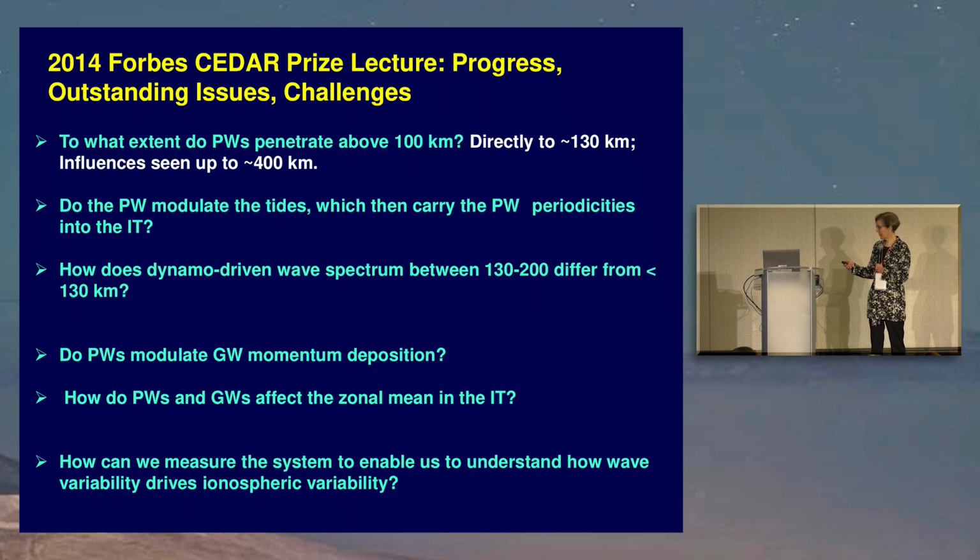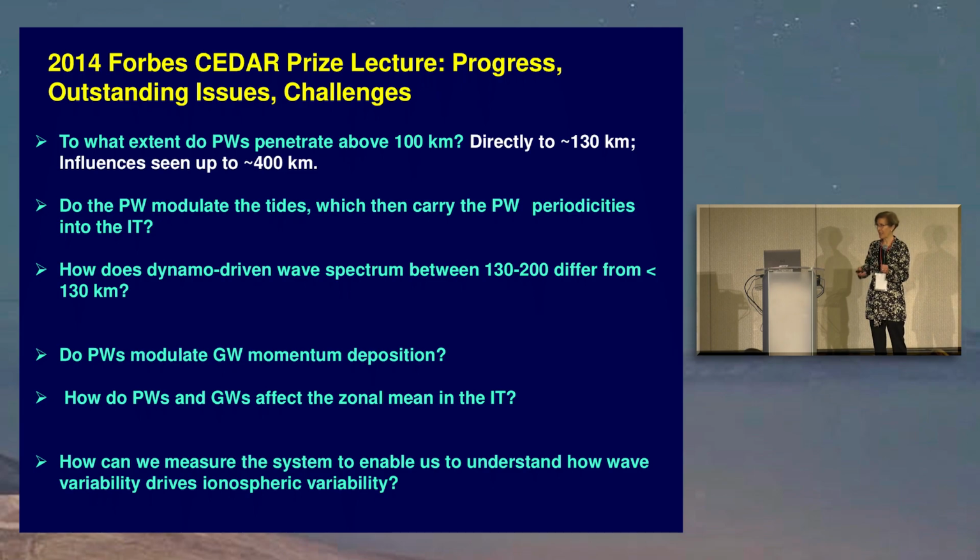So the next question that Forbes asked was, do the planetary waves modulate the tides, which then carry the planetary wave signatures into the ionosphere-thermosphere? Answer, yes. We saw in Guiping Lu's paper that the tides in the 3.5-day Kelvin wave were interacting and transmitting the 3.5-day tidal modulation up to the F2 layer. And although I didn't show this, Forbes has shown a lot of evidence recently for 2-day wave tide interactions in the plasma.